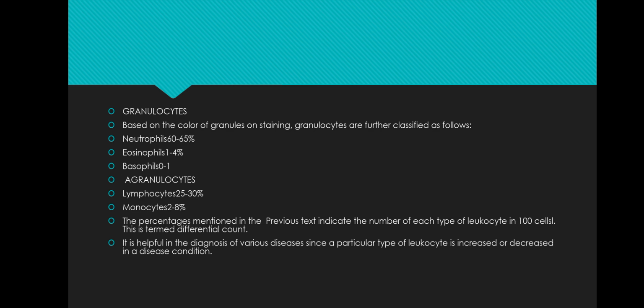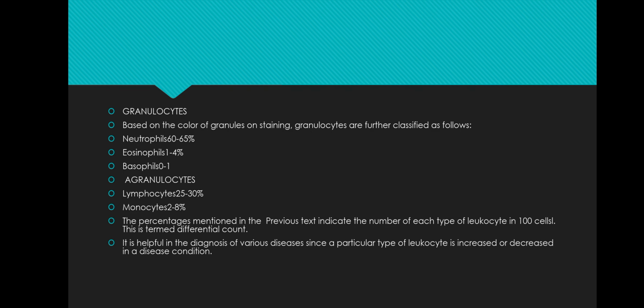We will see the granulocytes first. Based on the color of granules on staining, granulocytes are further classified into three types: neutrophils, eosinophils and basophils. The percentage of neutrophils is 60 to 65 percent, eosinophils are 1 to 4 percent, and basophils are 0 to 1 percent in our body.